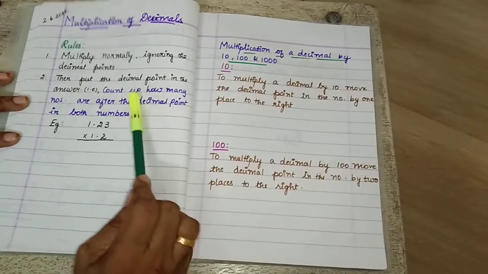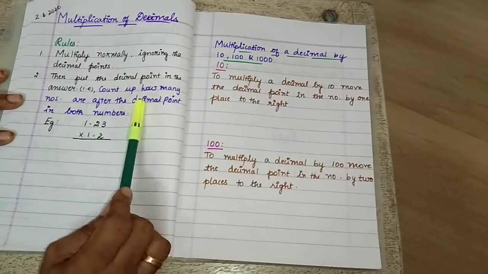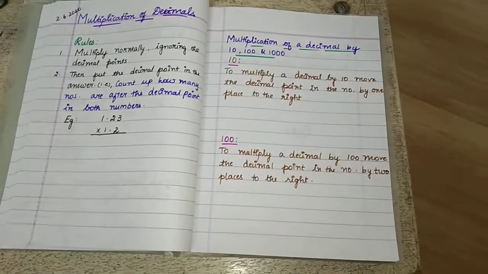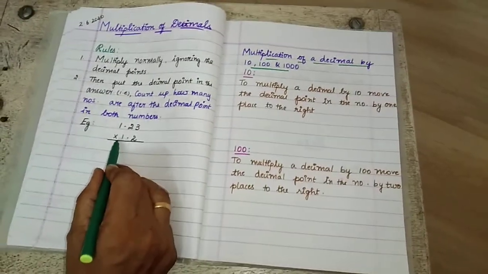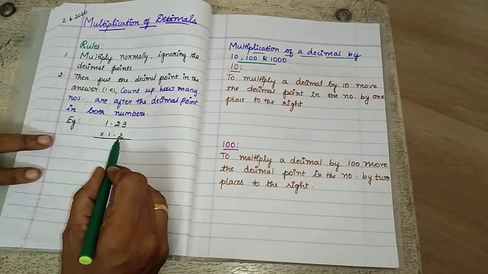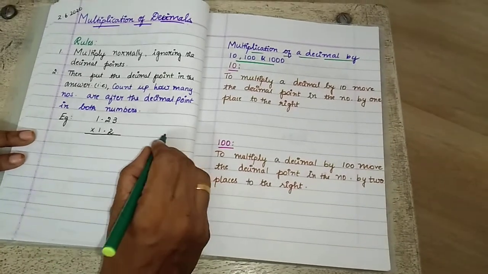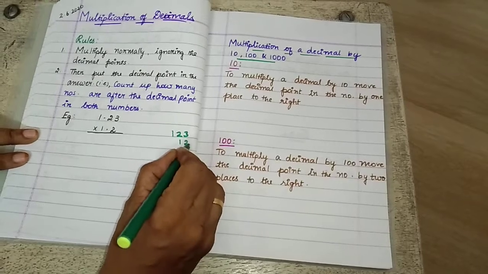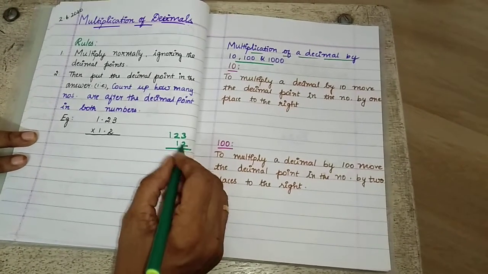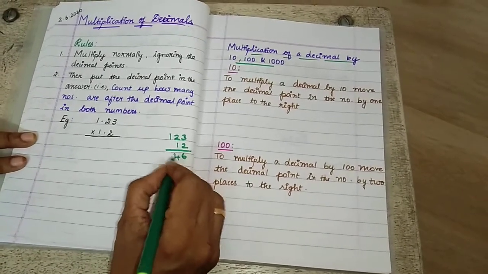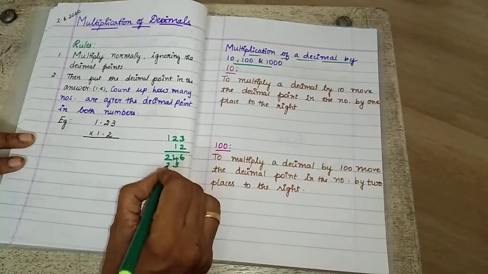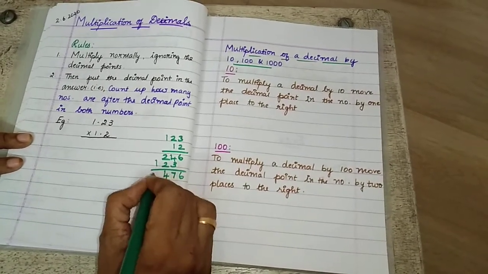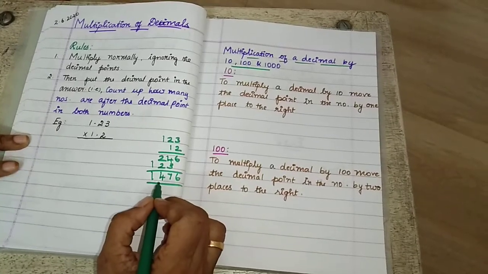That is, count up how many numbers are after the decimal point in both numbers. For example, you have the number 1.23 into 1.2. Now what you are going to do is take it to the rough column and have the numbers as 123 and 12. Multiply. I hope all of you know how to multiply. So 6, 4, 2, 3, 2, 1. So find out the answer. 7, 4, 1. So this is the answer, but this is not actually the answer.